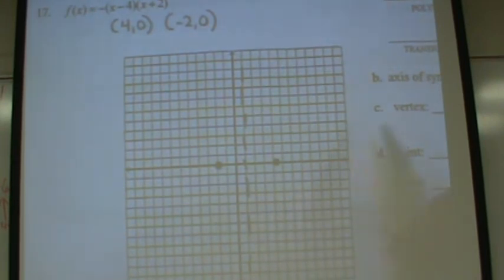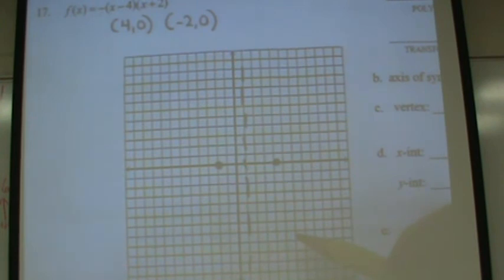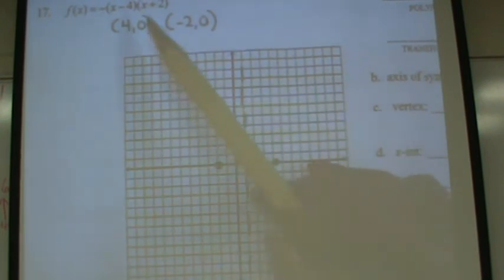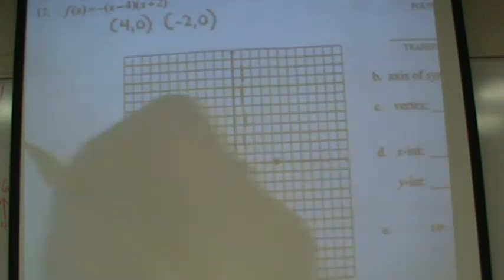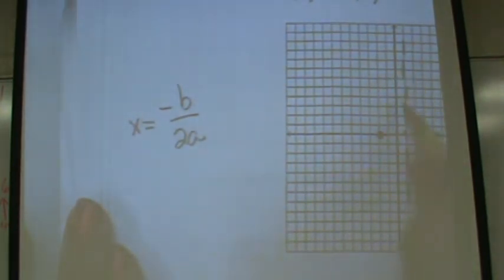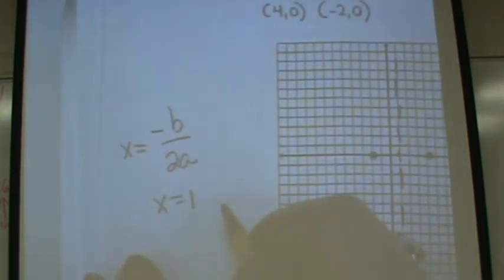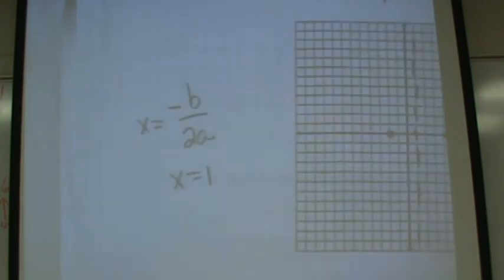I'm not going to go through this whole problem. You should be able to do it. How do you find the vertex? Well, there's so many ways you can FOIL this out. You can use that formula, -b over 2a. That's going to help you find the axis of symmetry, which we just figured out by just logic. X is going to be 1, and then you plug 1 in here to find the y value. That'll give you your vertex.